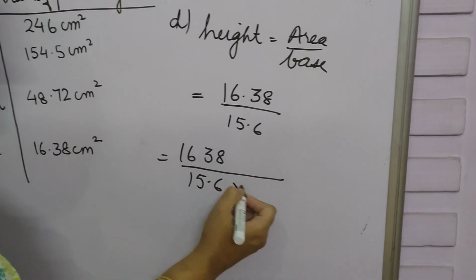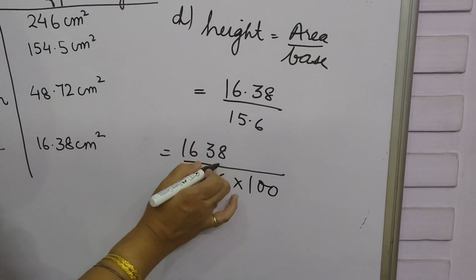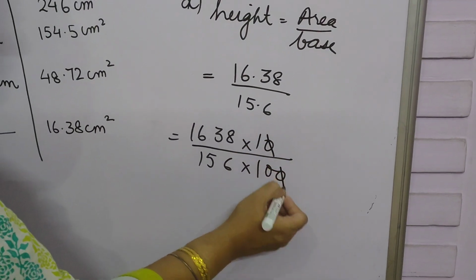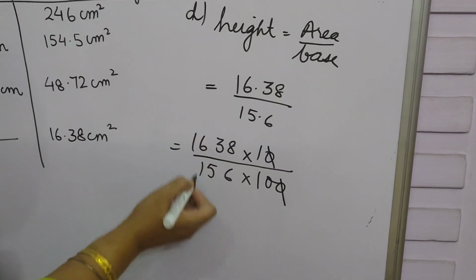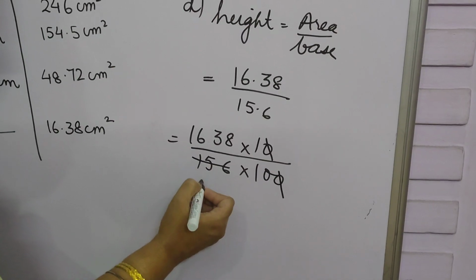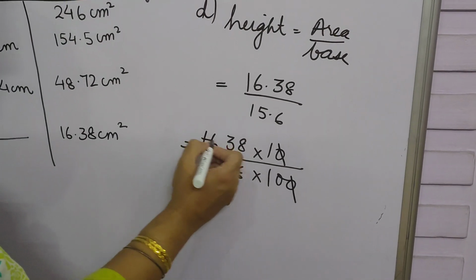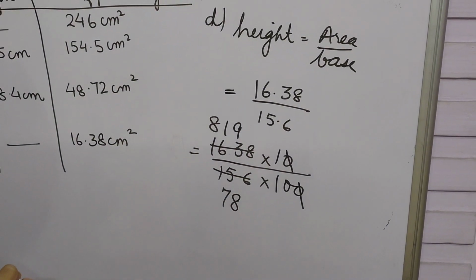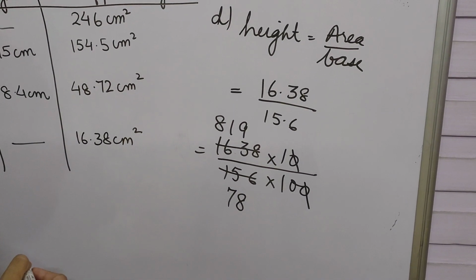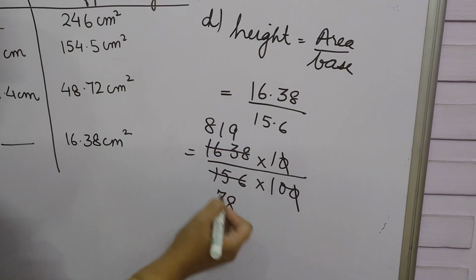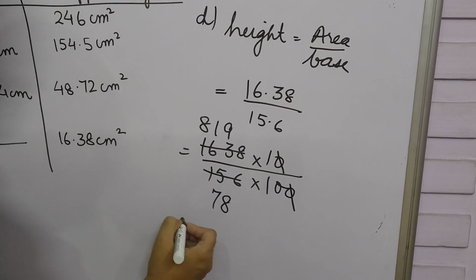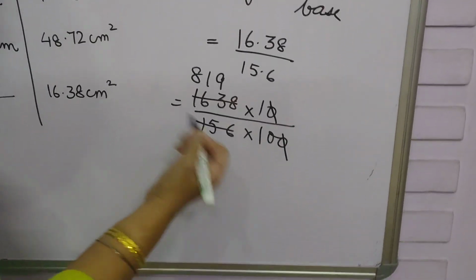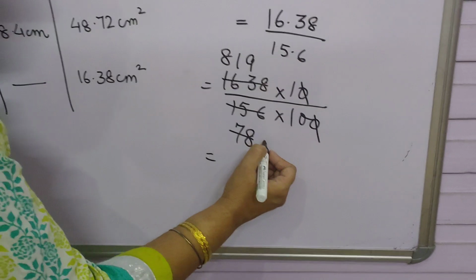Remove this decimal. So you will get 100 in the denominator. Remove this decimal. You will get 10 in the numerator. Let us divide this by 2 if it is comfortable to you. 78. Let us divide this by 2. Now, okay, this will be divisible by 3. So, divide this by 3.